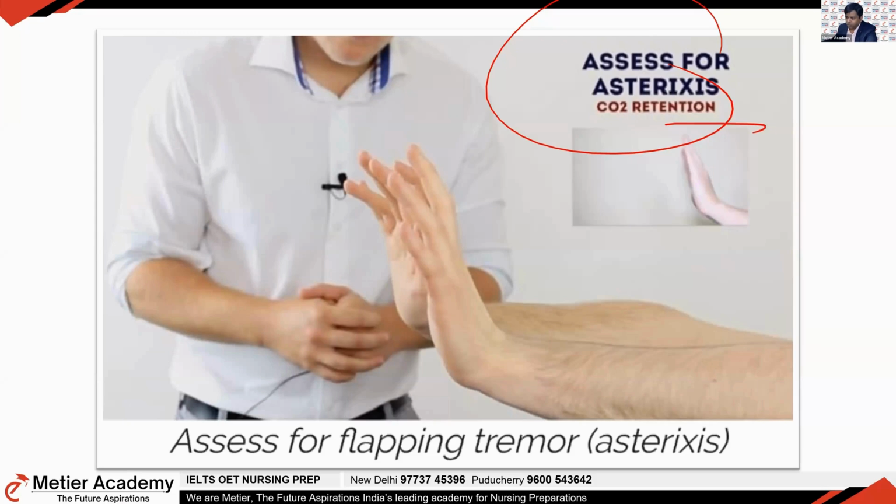Asterixis is also an important finding in CO2 retention. It is a physical finding in patients with cirrhosis or cor pulmonale, conditions where lung disease leads to secondary heart disease, severe lung disease. Why is this added here? Chronic lung disease, cor pulmonale; this is one condition.